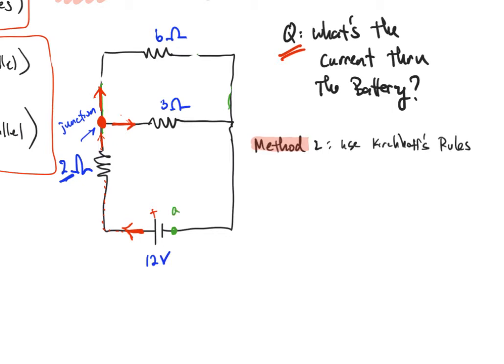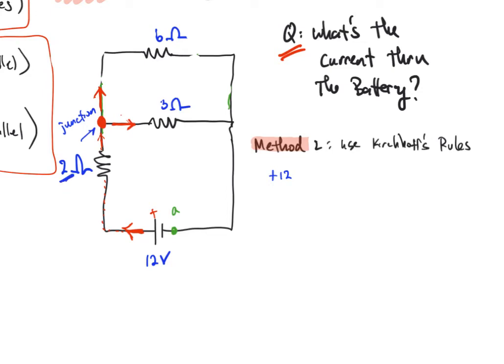I'm going to imagine moving through the first lower loop. If I started at A and moved in the direction of the conventional current, an individual charge will gain 12 volts. So I'm going to start my loop rule equation by saying I gain positive 12 volts as I move across the battery. I'm imagining some little positive charge that gains 12 volts as it crosses the battery. It's then going to lose some of that energy when it goes through the 2 ohm resistor, and the amount of energy it loses is the current times the resistance, I times R.